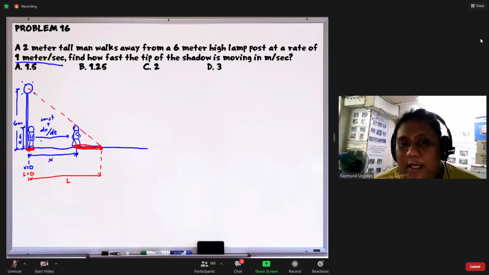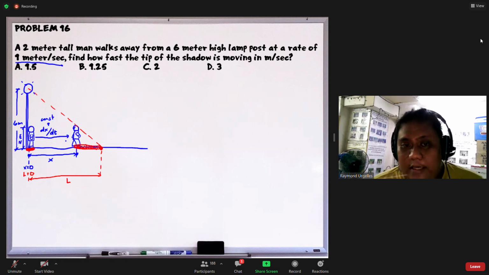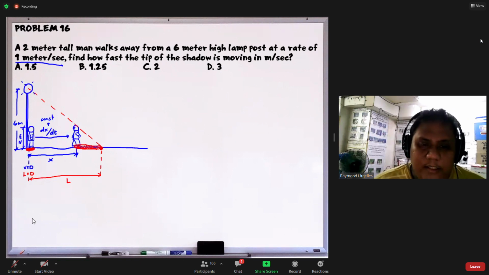So again, what we need to do to relate the two, dx/dt and dl/dt, is what we need to solve. So we need to get the relation between x and L. And for that, we will use similar triangles. Diba? So first, let's consider this smaller triangle here.